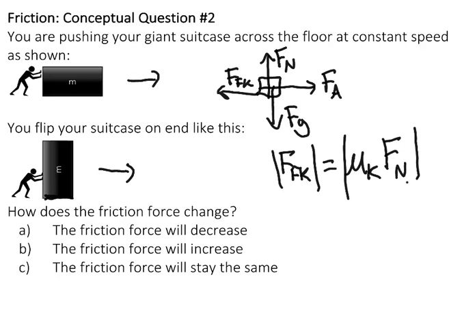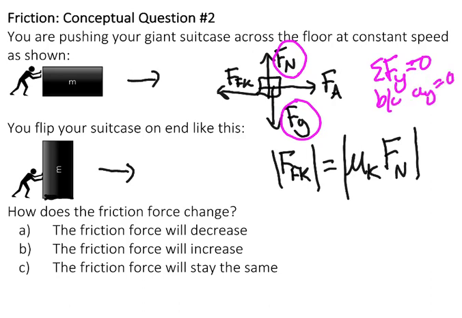Let's think about how we changed the normal force when we flip it on its end. Well, actually not at all, right? In both of these cases, the normal force just has to balance out gravity. Those are the only two y direction forces here. And the net force in the y direction will equal 0 because the acceleration in y is 0. So the normal force and gravity will just be balancing each other out. When I flip it on its end, I don't increase the mass of the suitcase, so I'm not going to be increasing the force of gravity, so I'm not increasing the normal force or decreasing it. It stays the same. And if the friction force is just mu k times Fn, and neither mu k or Fn have changed, that means the friction force will have to stay the same.